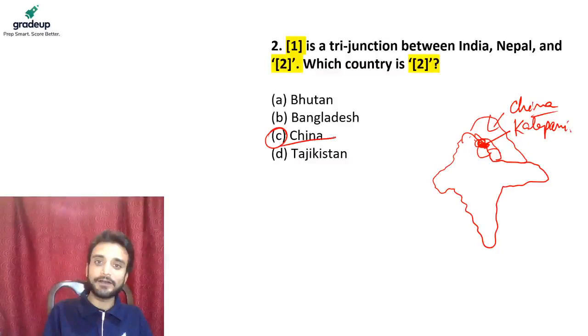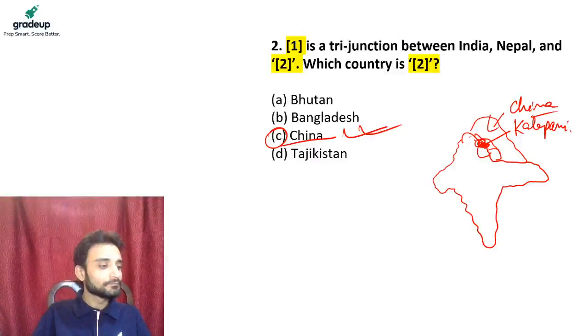Absolutely correct. Option C is the correct answer. China. Am I clear, friends? Bangladesh is this part of the country. It is not in Uttarakhand. Uttarakhand is this part.